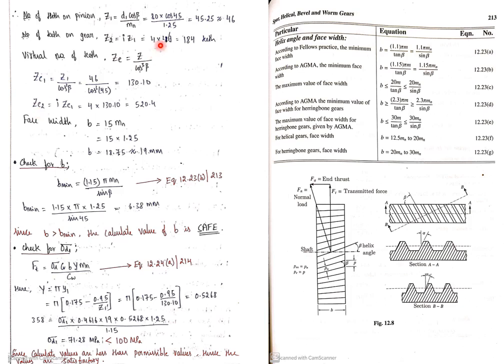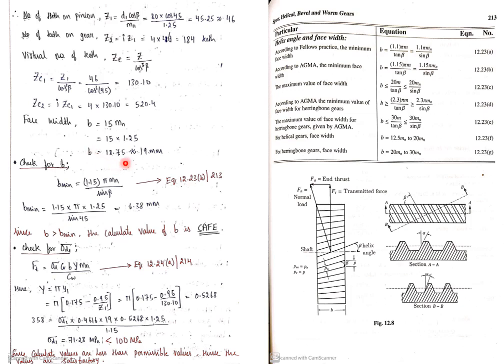Again, same formula, just substitute back the calculated values here, and you will get Ze1 and Ze2. Okay, we know the face width, that is k equals b by mn. We know the mn, just multiply it with 15, and you will get the face width. Now the design calculation begins.